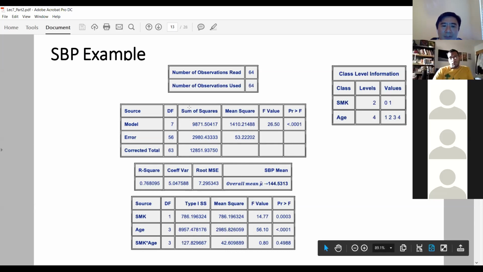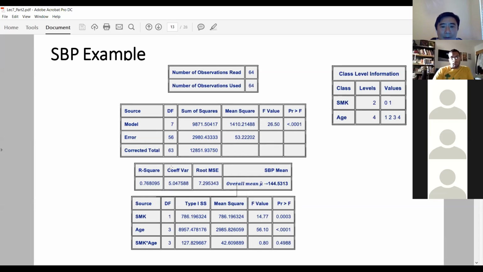And this is very similar to the partial F test. So this is the F test for the whole model, and this is the partial F test for every single factor. It's not for every single degree of freedom, it's for every single factor, because some factors have more degrees of freedom than the others. Smoking only has 1 degree of freedom, but the other two have 3 degrees of freedom. And also the SAS output will give you the R square value, again for the whole model as a whole.